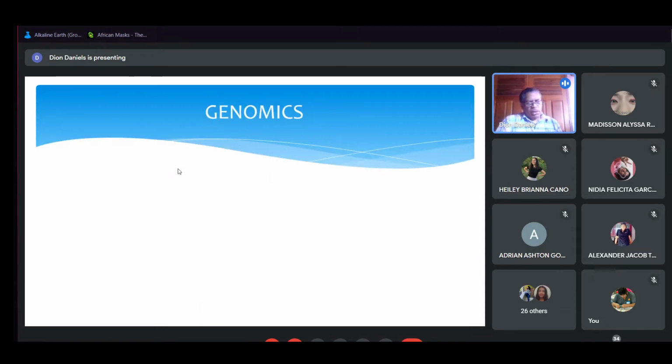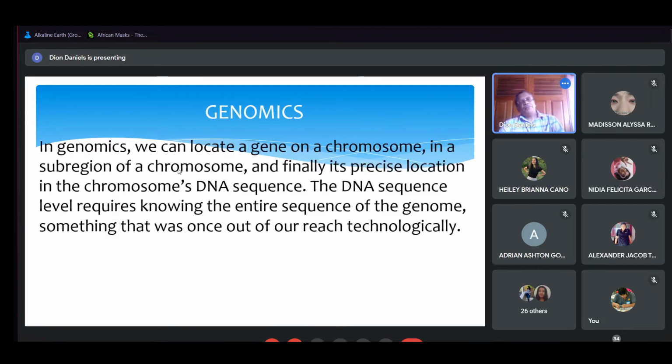What is genomics? I want you to pay keen attention that genomics is different from genetics. You all know already the definition of genetics. It has to do with the study of genes. We're talking about the function of genes, the structure of genes, and how these genes are passed from one generation to the next. That is genetics. Now we will look at genomics. They're different.